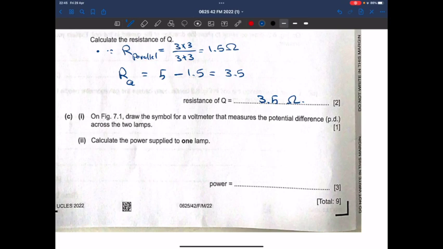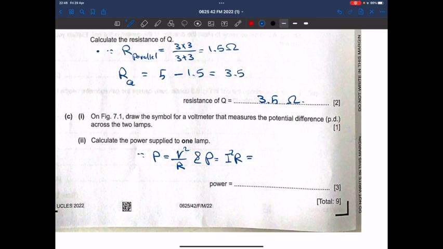Calculate the power supplied to 1 lamp. The power could be calculated by VI, or V squared divided by R, or I squared R. But the idea is, it depends on the given. I can feel here, the easiest way to find the power for 1 lamp, I could use this law, since the power equals V squared divided by R, and also the power could be calculated by I squared R. This is also one of the laws, and I think this is easier, equal to.